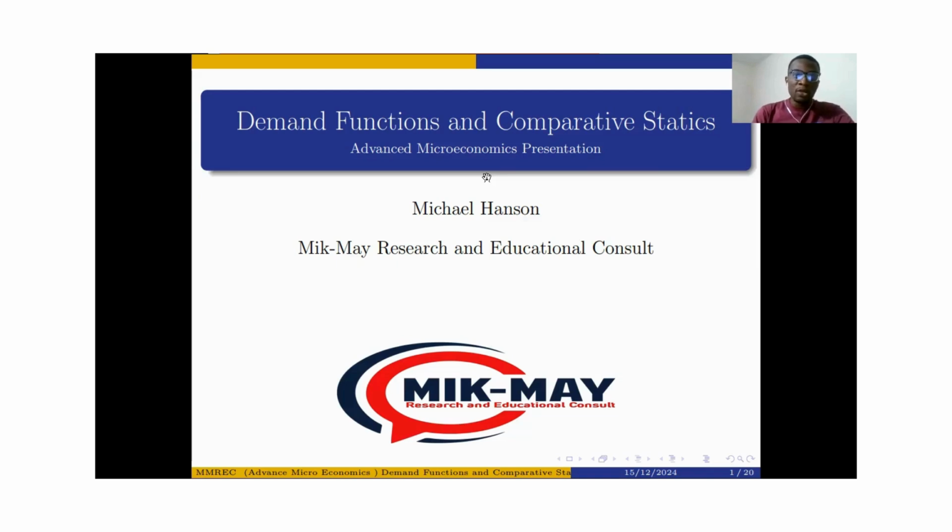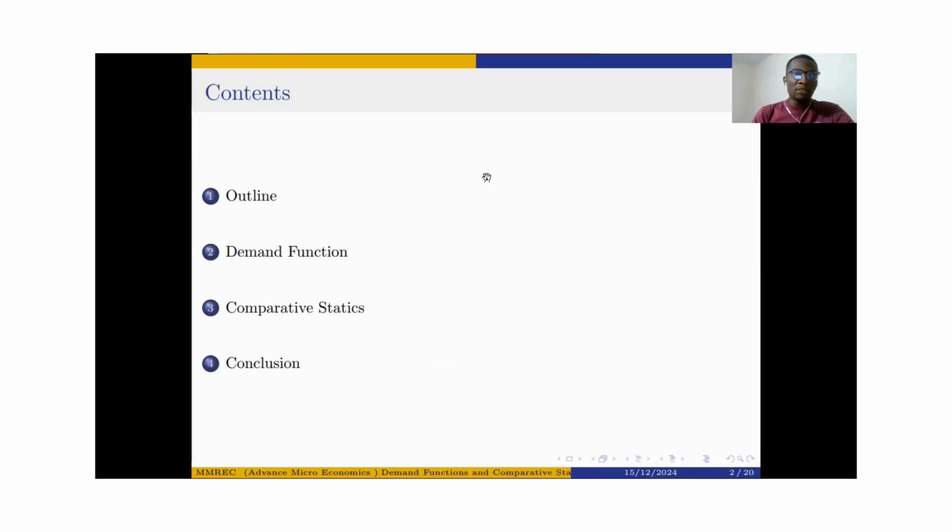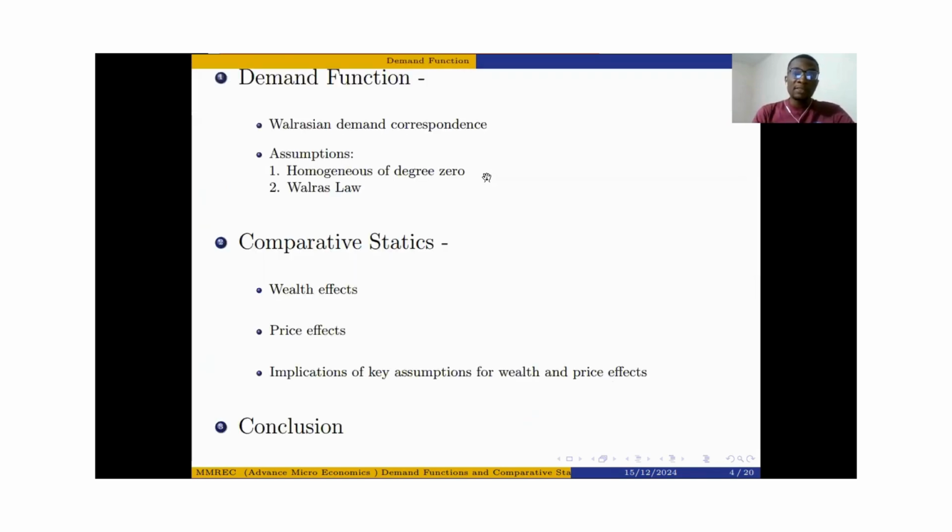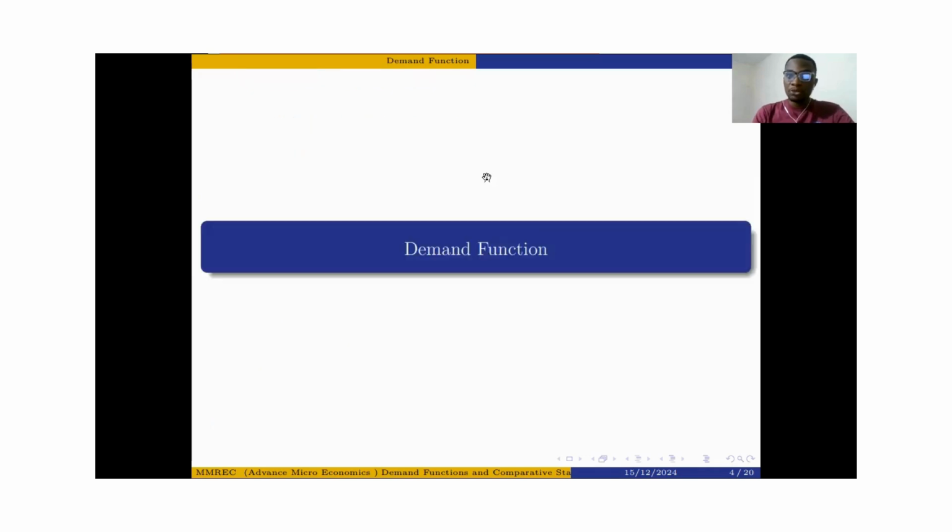Okay then. So by way of introduction, we'll be taking you through the demand function, the comparative statics, and a little bit of conclusion. In that sense, the demand function will touch on the Walrasian demand correspondence and a few assumptions underlying the correspondence. The comparative statics talk of the wealth effects, price effects, and their implications. So let's just jump into it.